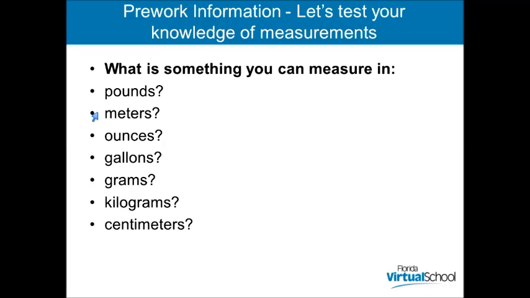Let's think about meters next. What is something you can measure in meters? Well, I hope you're thinking distance. Meters is used to measure distance, so things like length and how deep something is.